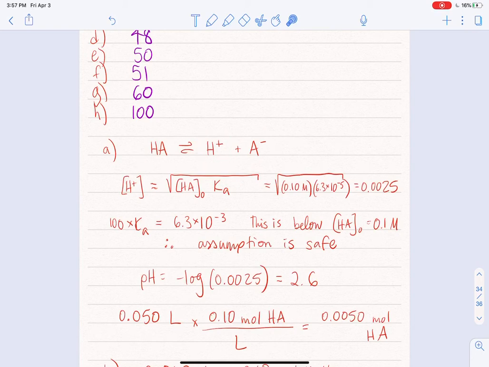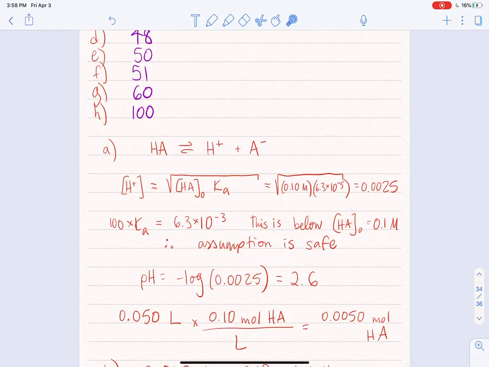Now, we could make an ICE chart under this and figure out what X is, and X would be equal to the proton concentration, okay? So we can make a shortcut to say that X, or the proton concentration, is approximately equal to the square root of the initial concentration of benzoic acid times the Ka of benzoic acid. And if I really want to make that assumption, I have to check it. So I have to look at 100 times the Ka value. The Ka is 6.3 times 10 to the minus 5. So 100 times Ka is 6.3 times 10 to the minus 3. And this is well below the initial concentration of benzoic acid, which is 0.1 molar.